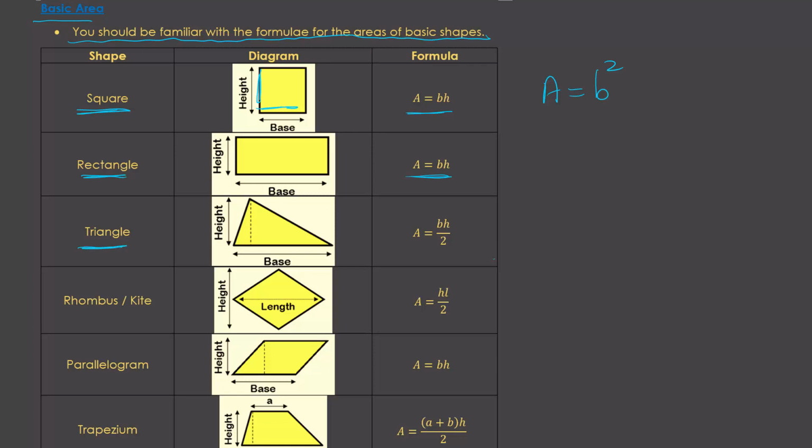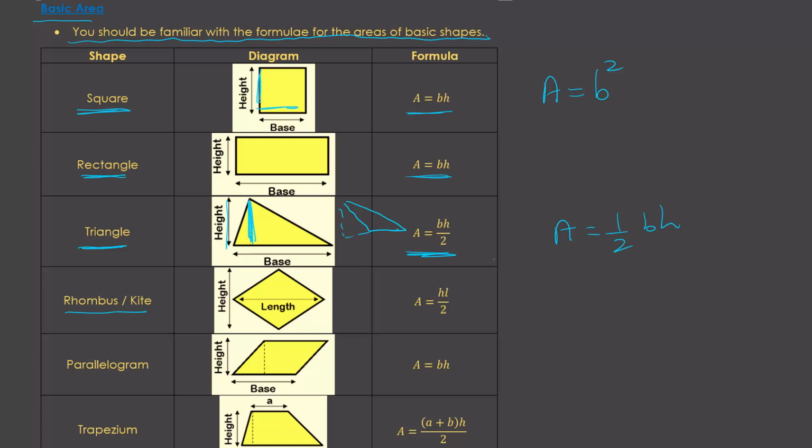For a triangle, it's the base times the height divided by 2, which is often given as a half times the base times the height. Note that if the triangle leans back on itself like this, so it's obtuse angled, then the height might well be outside of the triangle. So in this triangle, it's just here, but with an obtuse triangle, it can be outside.